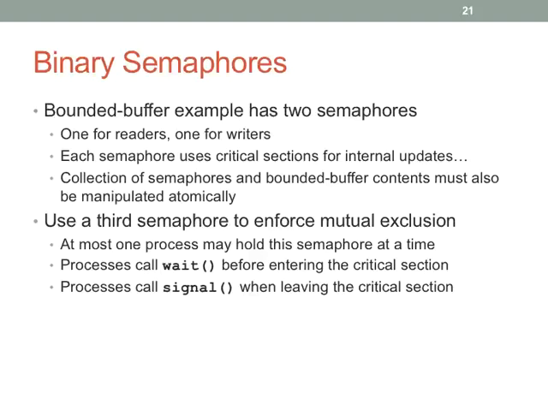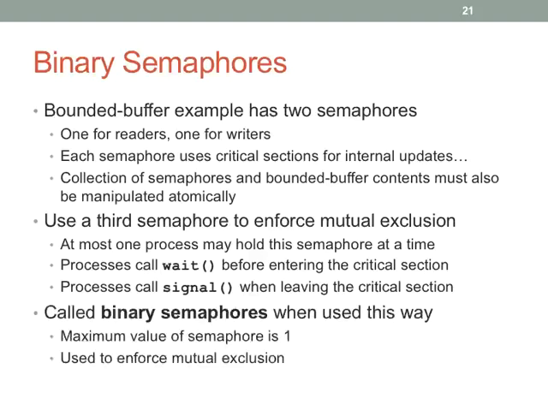So only one thread is allowed to grab the semaphore. All right? Now, when we use them in this way, we call them binary semaphores. Okay? So the maximum value of the semaphore is 1, and we can enforce mutual exclusion.